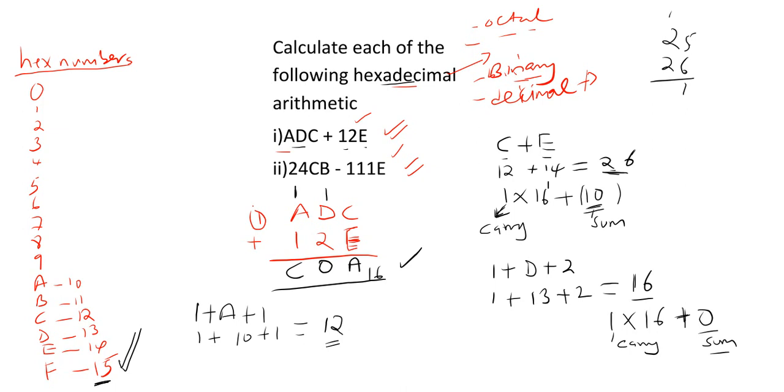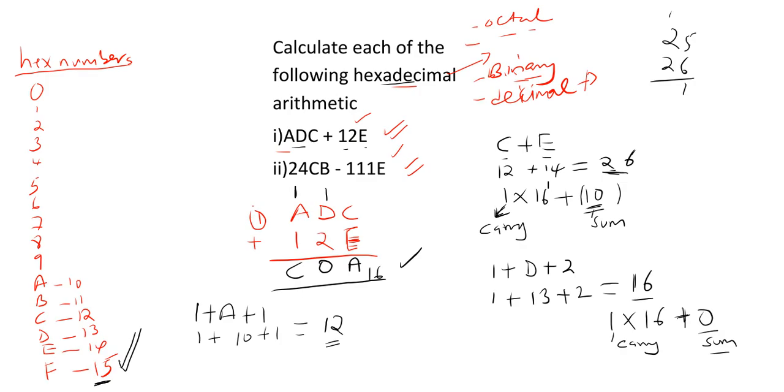For the second one, this is subtraction. Then we have 24CB.